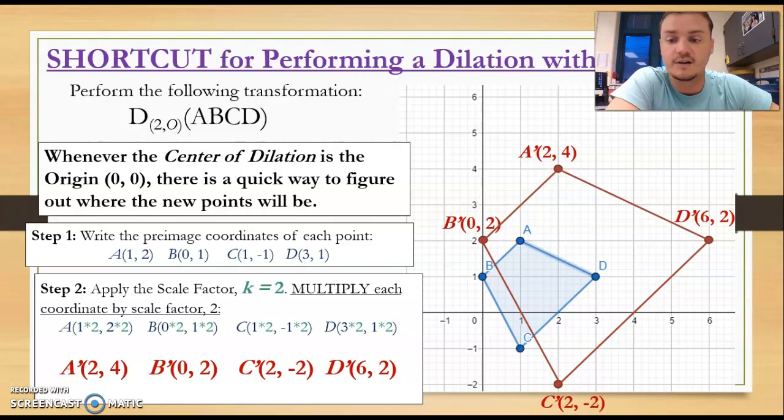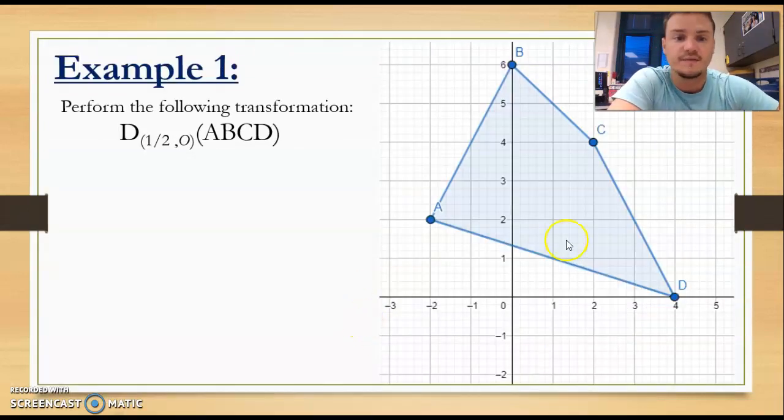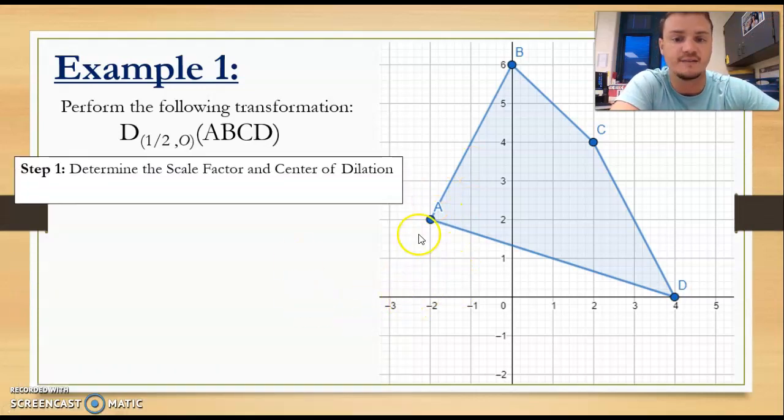We'll go ahead and look at another couple examples here real quick. So this would be an example where we're performing a dilation where our scale factor now is 1/2. So that means it's going to be smaller. And origin is the center of dilation, so we're still using the origin. Since the center of dilation is the origin, we can use the shortcut. We can figure out what all these points are. A is at negative 2, 2. B is at 0, 6. C is at 2, 4. D is at 4, 0. And then you just multiply by 1/2, and that'll tell you what your new coordinates will be. Or you could stick with the same.